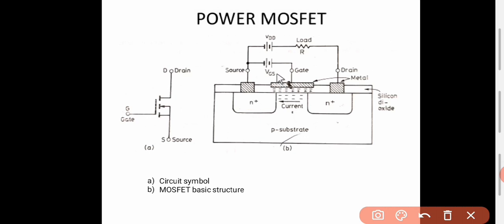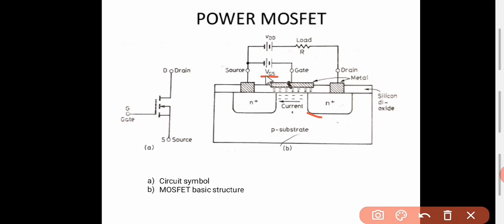Suppose the gate is open circuited, that means VGS is not applied. If VDD is connected to the drain and the minus of VDD is connected to the source, and we do not apply VGS, then the region from N plus to P is in reverse bias condition. That means no current will flow from drain through N plus to the P substrate. So it is the turn off condition.